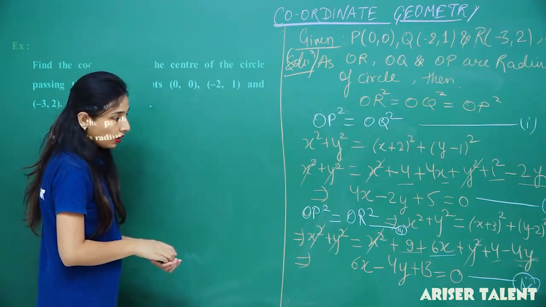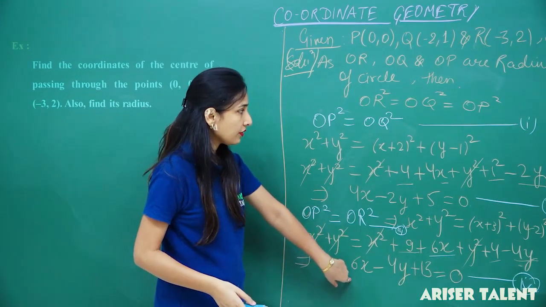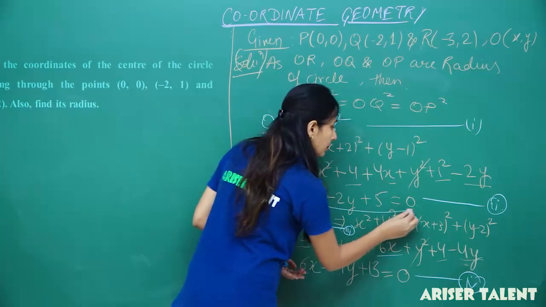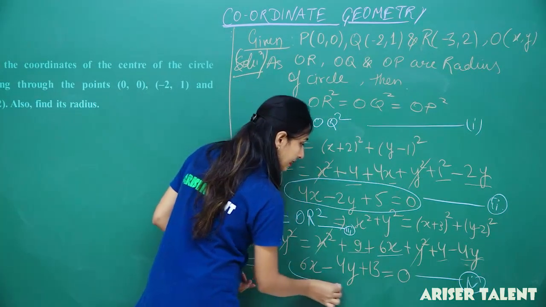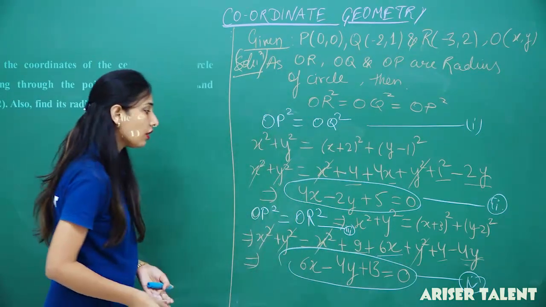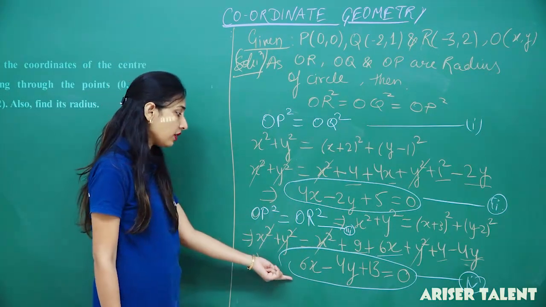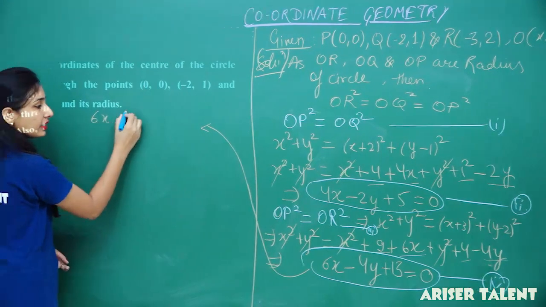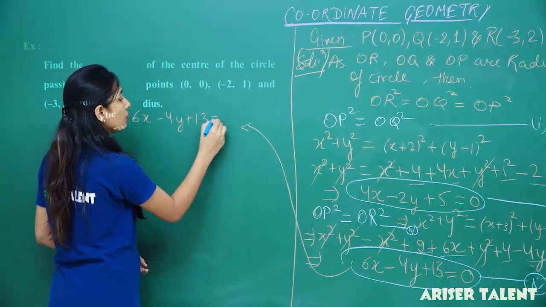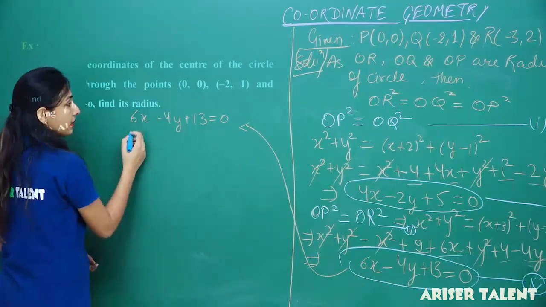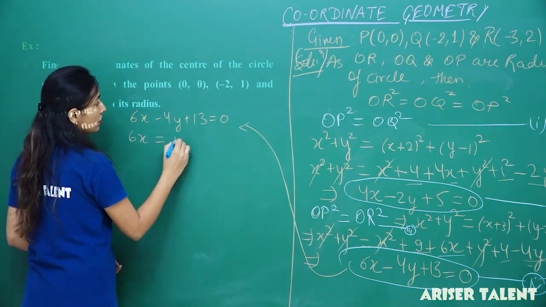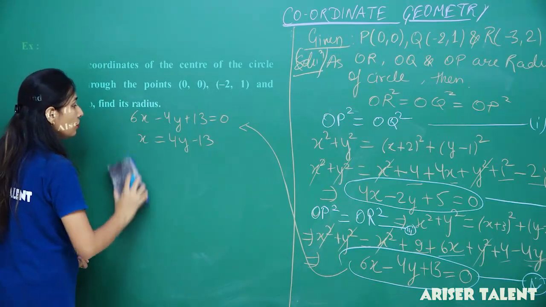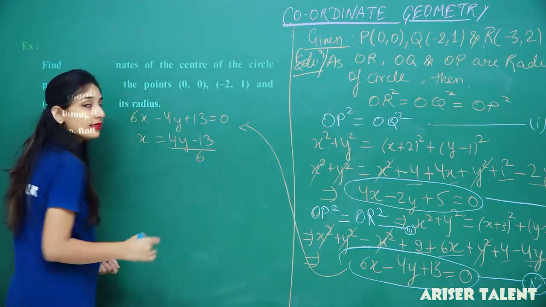Now, this is the first equation here and this is the second equation here. Now we can solve that. How can I solve this? If I write 6x minus 4y plus 13 equals 0, it can also be written as 6x equals 4y minus 13, or x equals (4y minus 13) by 6.